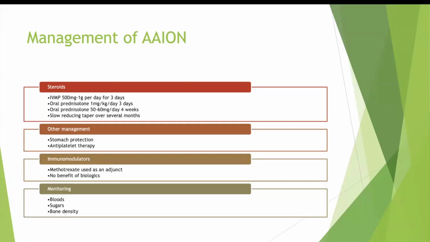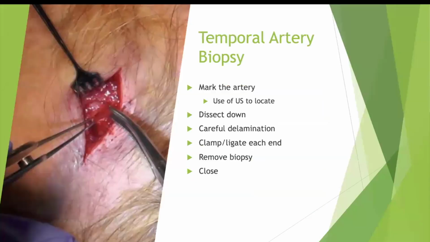But the mainstay of the management tends to be with rheumatology. So, a quick comment on the temporal artery biopsy. You're usually marking where the artery is along the hairline. You might want to use an ultrasound to actually locate it. You then dissect down. You want to be kind of careful with your delamination.